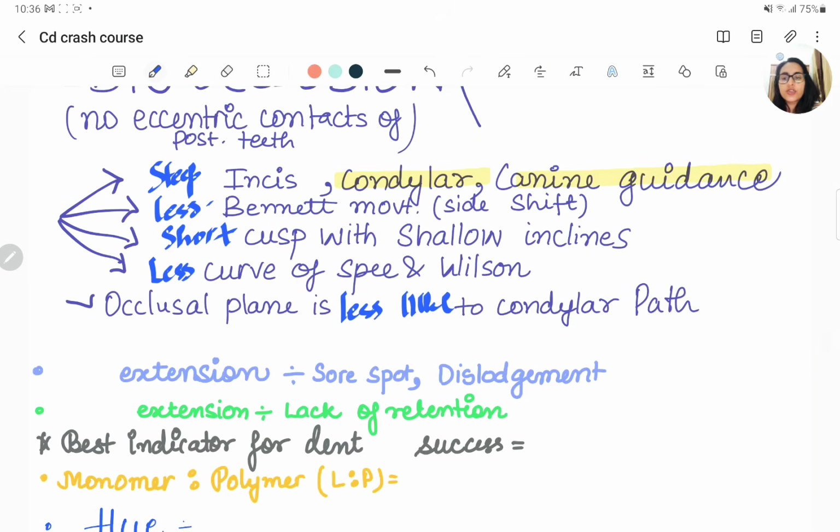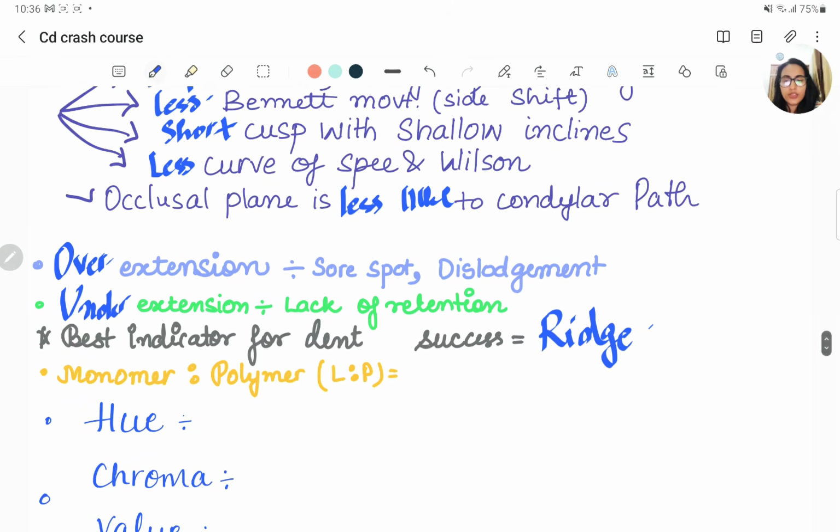Sore spots or dislodgement. Sore spots are basically the ulcers, that is because of the overextension of the denture, and generally after giving a denture, after 1 week, we recall the patient for follow-up, that is to check if there is any overextension or sore spots present. And lack of retention is because of the underextension of the denture. Best indicator for the denture success is the ridge, alveolar ridge.